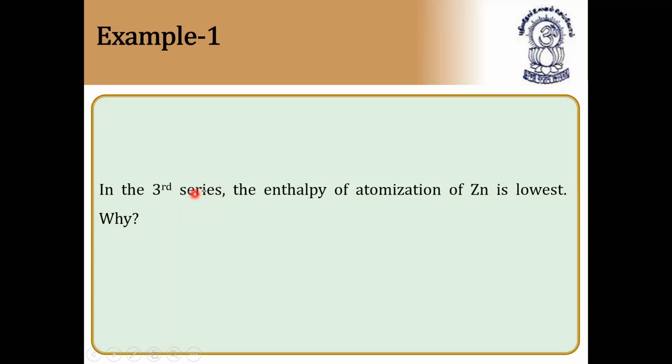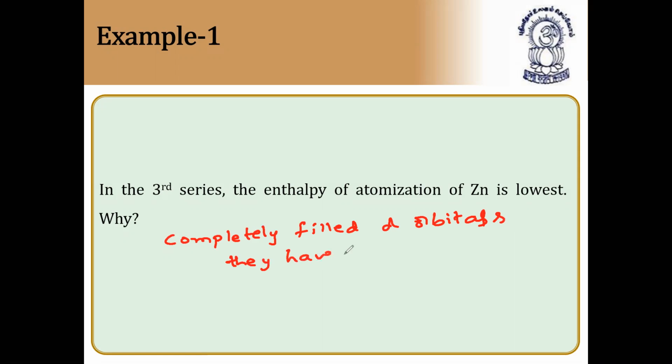In the third series, the enthalpy of atomization of zinc is lowest. Why? Because of completely filled d orbitals. Due to completely filled d orbitals, they have lesser attraction force.